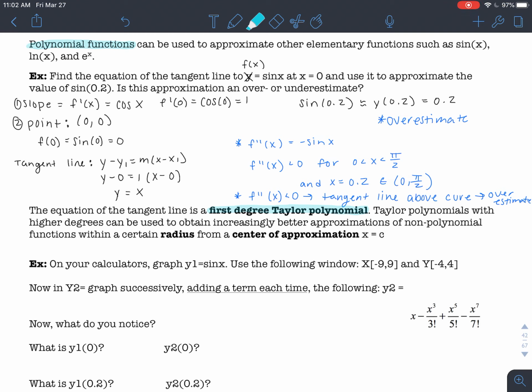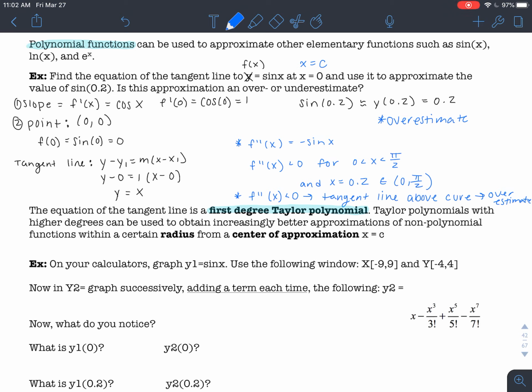Right, so that x equaling c is the value that we use to create the polynomial. So in the first degree tangent line problem that we just did, our x equaling c is x equaling 0. Right, and so our Taylor polynomial approximations are only going to be accurate within a certain window.